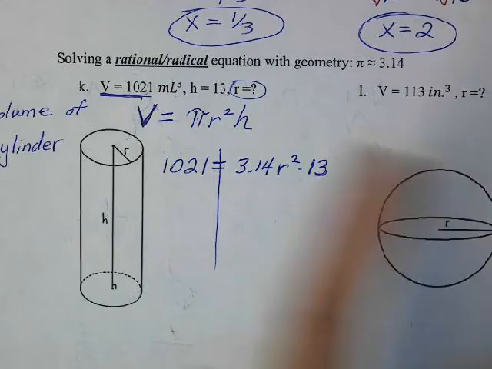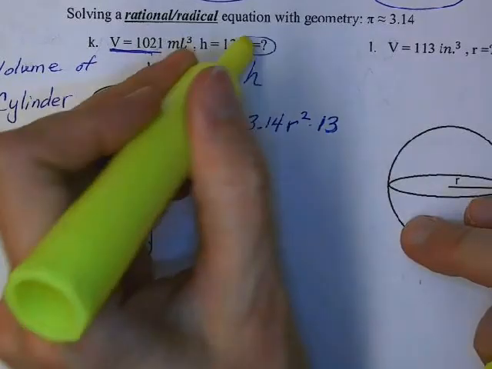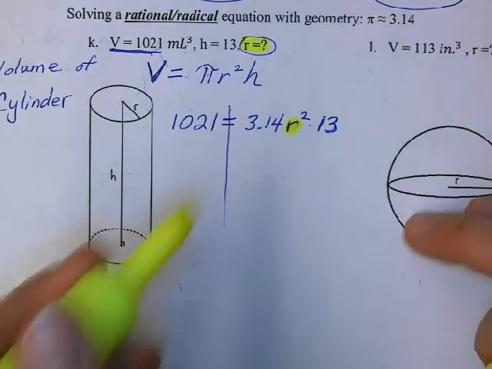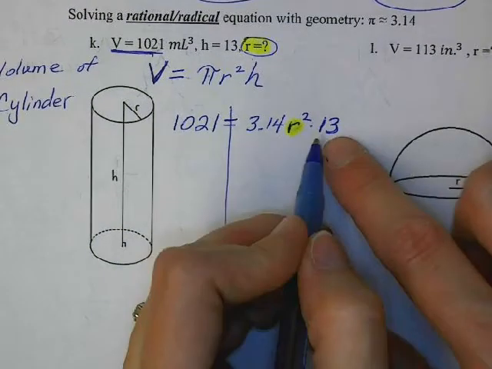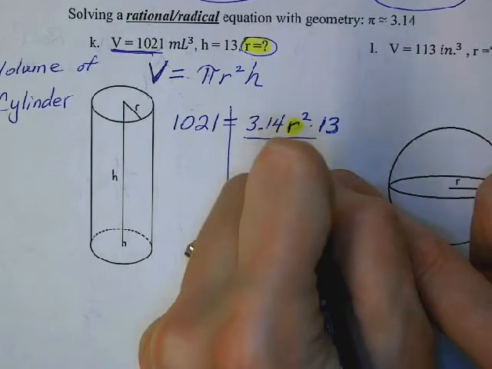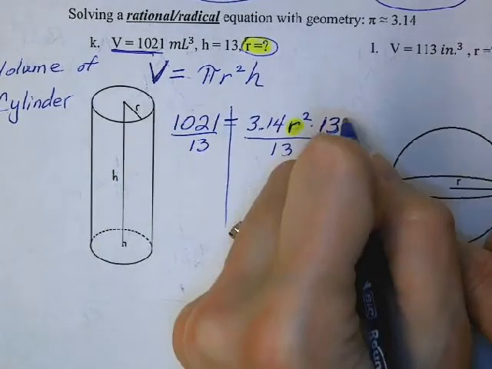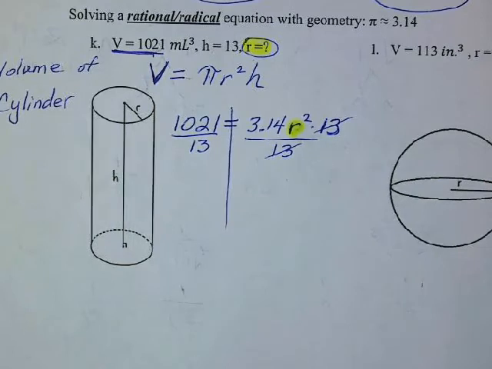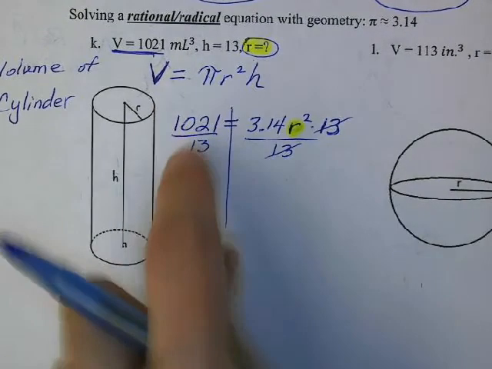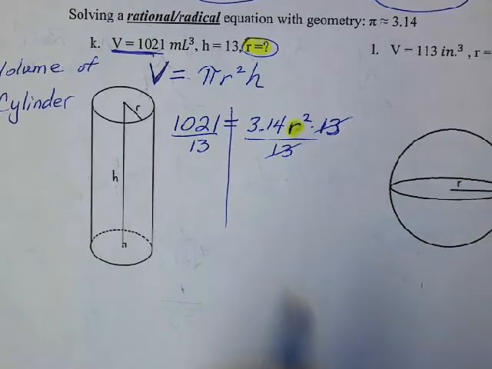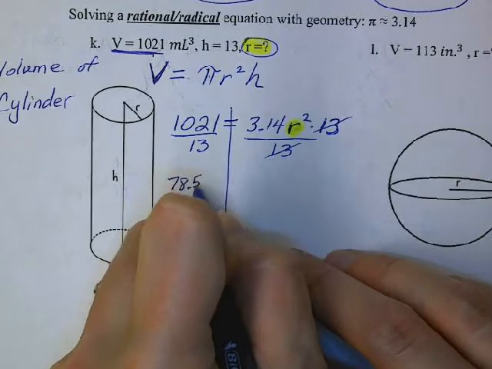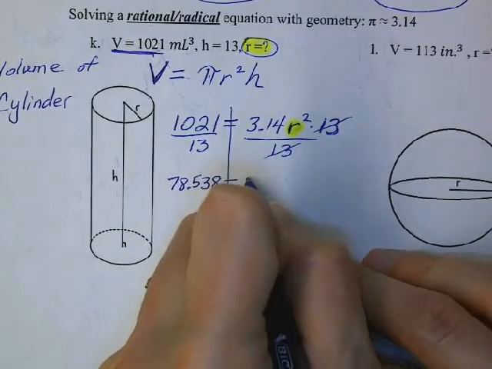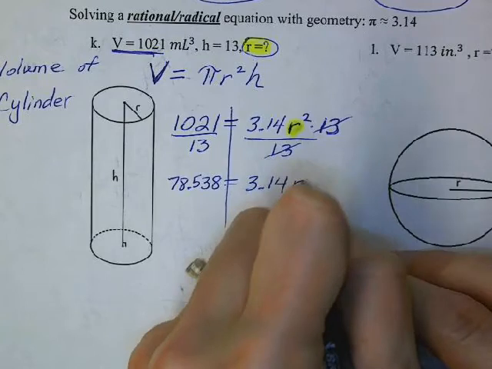It's just like when we've had to find x on these problems up here. We have to figure out what r is. R equals question mark. What should we do? Get rid of the 13. How do you get rid of it? Divide. Okay, so divide by 13. Good job. See, you guys got this. You can do it. So we've got 1021 divided by 13. I can do that on my calculator. So I got 78.538 equals 3.14 r squared.